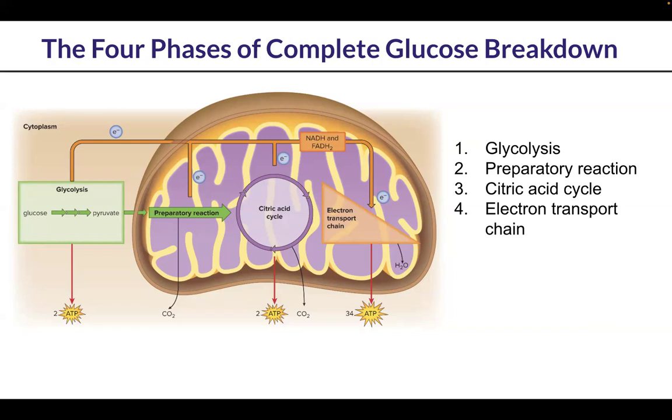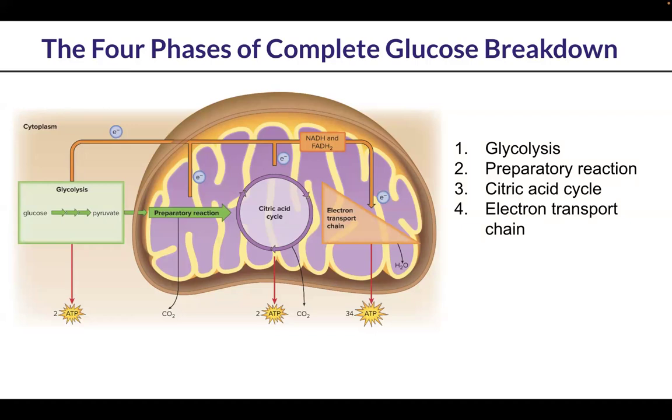Our preparatory reaction. In order for us to be able to actually take that pyruvate and use it downstream to make energy, we have to prepare it into another form. So we're going to take our pyruvate and do a preparatory reaction where we convert it to this other molecule called acetyl CoA. And then that's what we're going to pass onto the citric acid cycle.